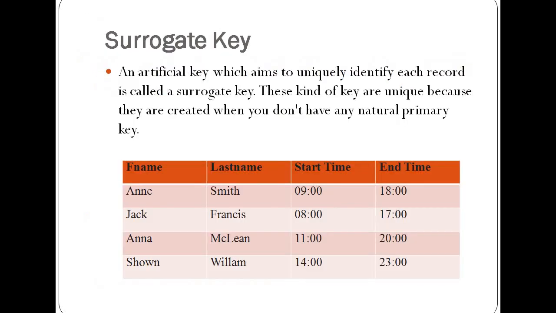And the next, coming to the surrogate key. This is an artificial key which aims to uniquely identify each record. These kinds of keys are unique because they are created when you don't have any natural primary key. These are the artificial keys.